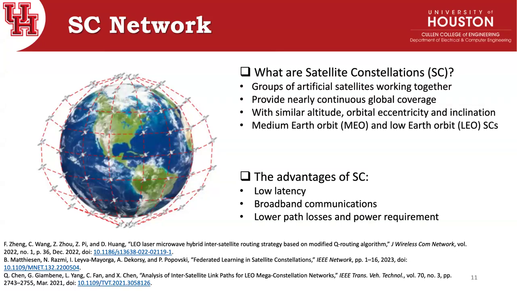So first of all, because the satellite constellations are closer to the Earth, they have a lower latency, and also they can have broadband communications for a better communication capacity. And certainly, they also have lower path losses and power requirements. So because of these advantages, the satellite constellations, especially the LEO satellite constellations, are very important these days.